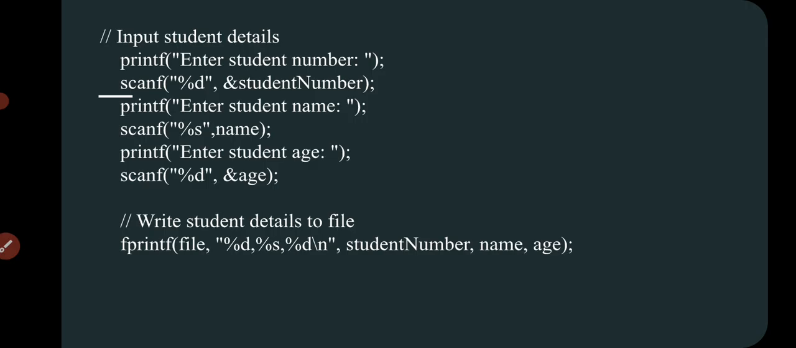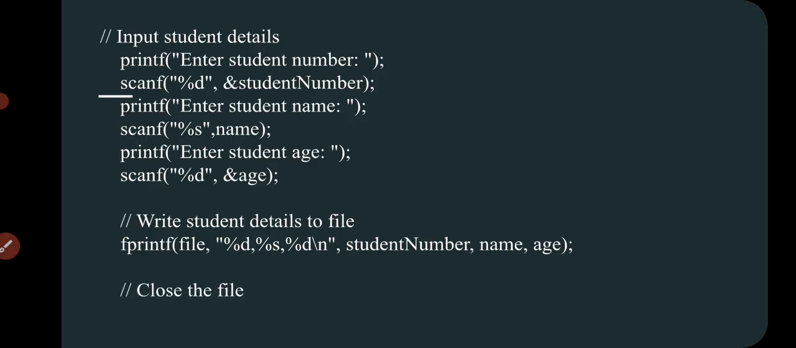For that, the formatting should be given in proper order: percentage d, percentage s, percentage d. This percentage d is for the student number, next percentage s for the student name, and the next percentage d for the age. So all three formats are given, close the format string, and then comma student number, comma name, comma age. So now what we have read through the keyboard, we have put into the file.